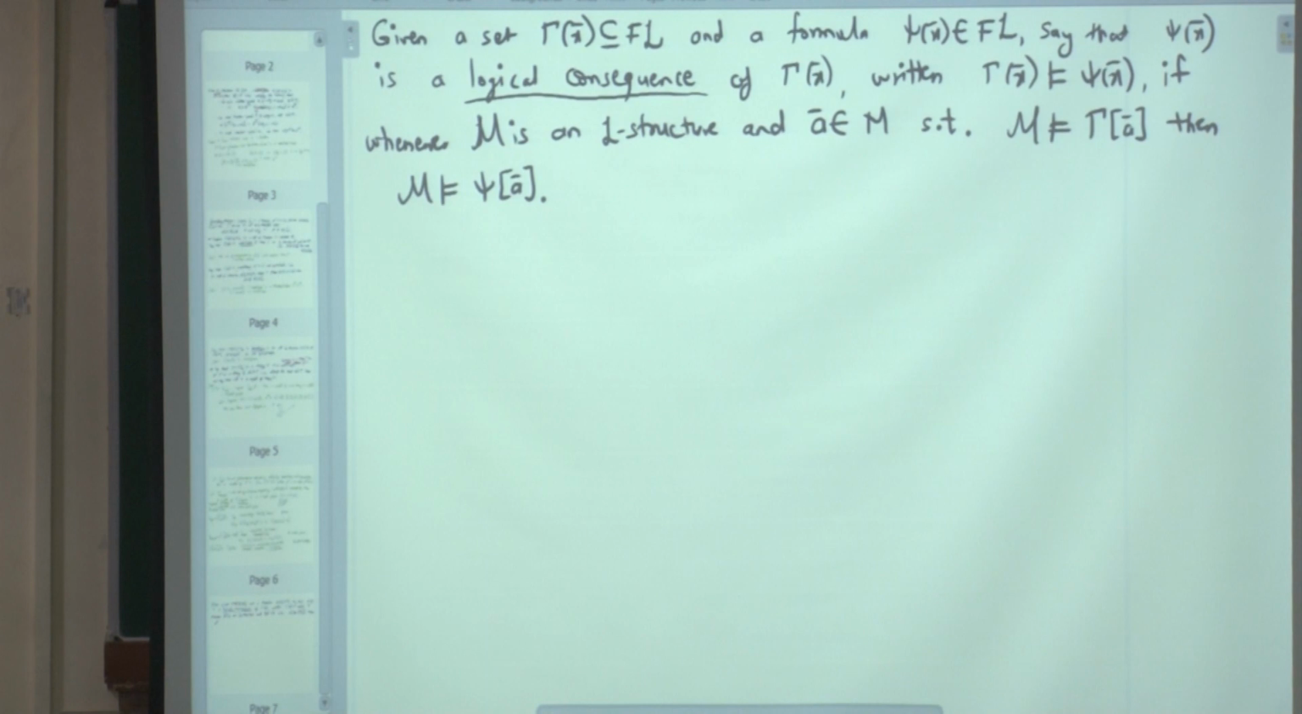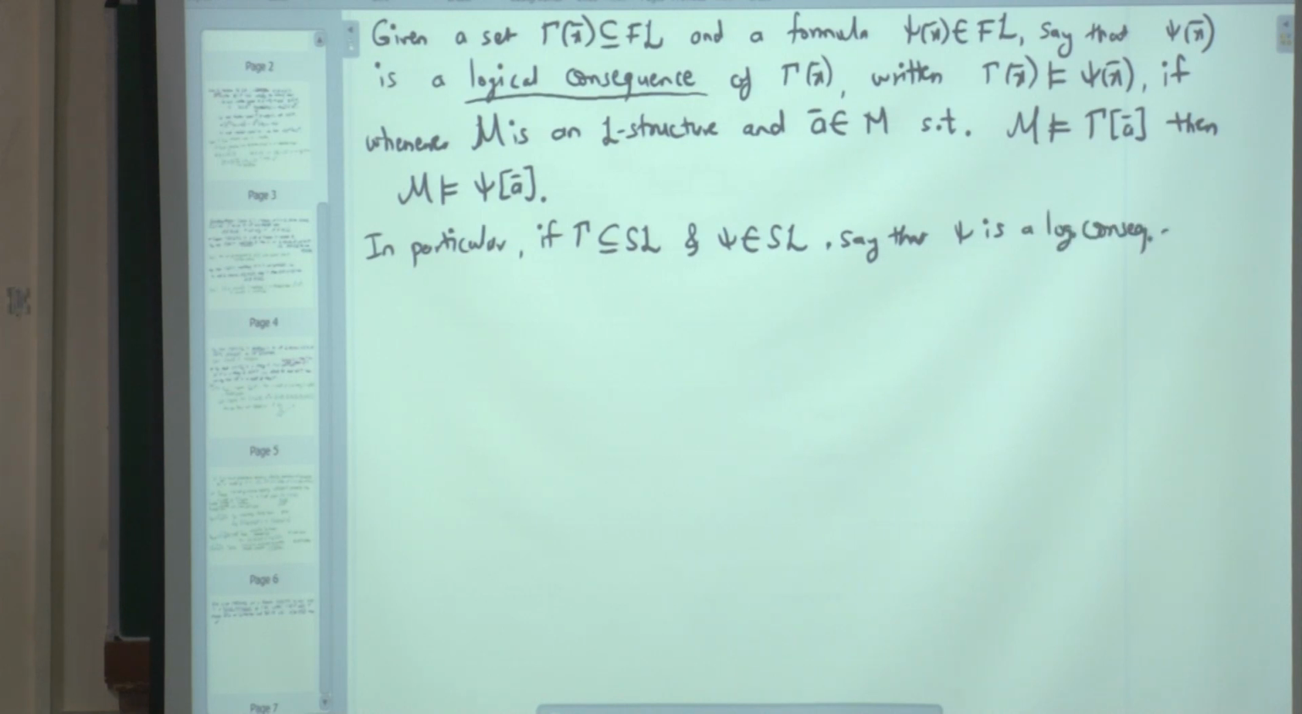Same definition, we haven't changed anything. And for sentences, again this is simpler. So in particular, if gamma is a subset of SL and psi belongs to SL, say that psi is a logical consequence of gamma if whenever M is an L structure and M models gamma, so M is a model of the theory gamma, then M satisfies psi.